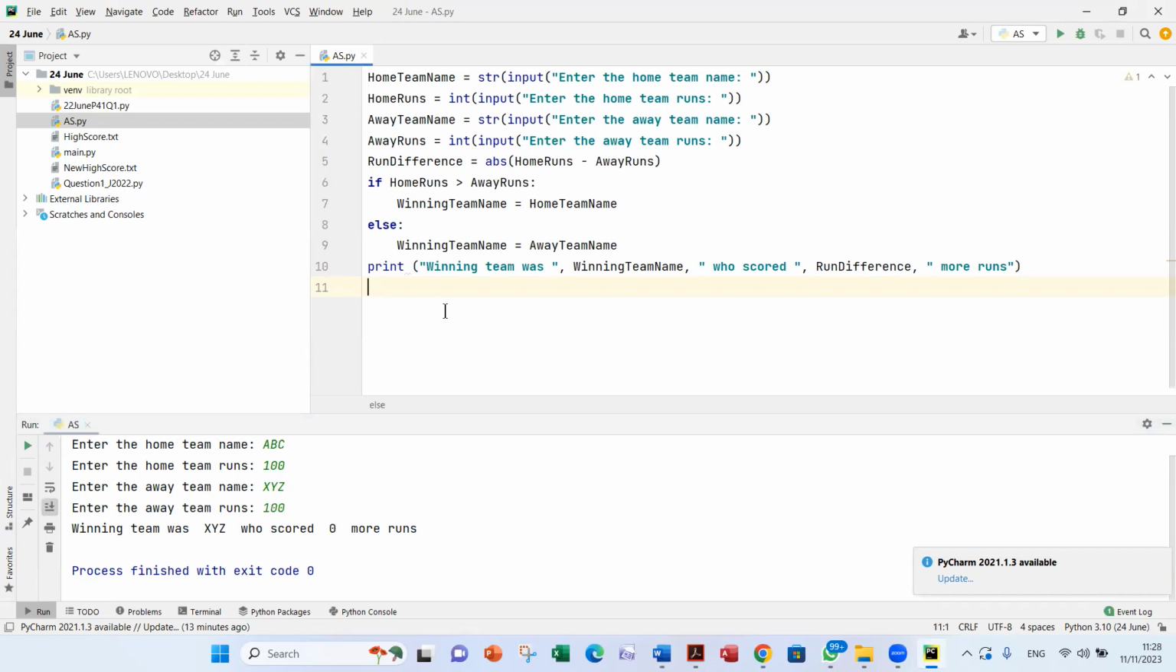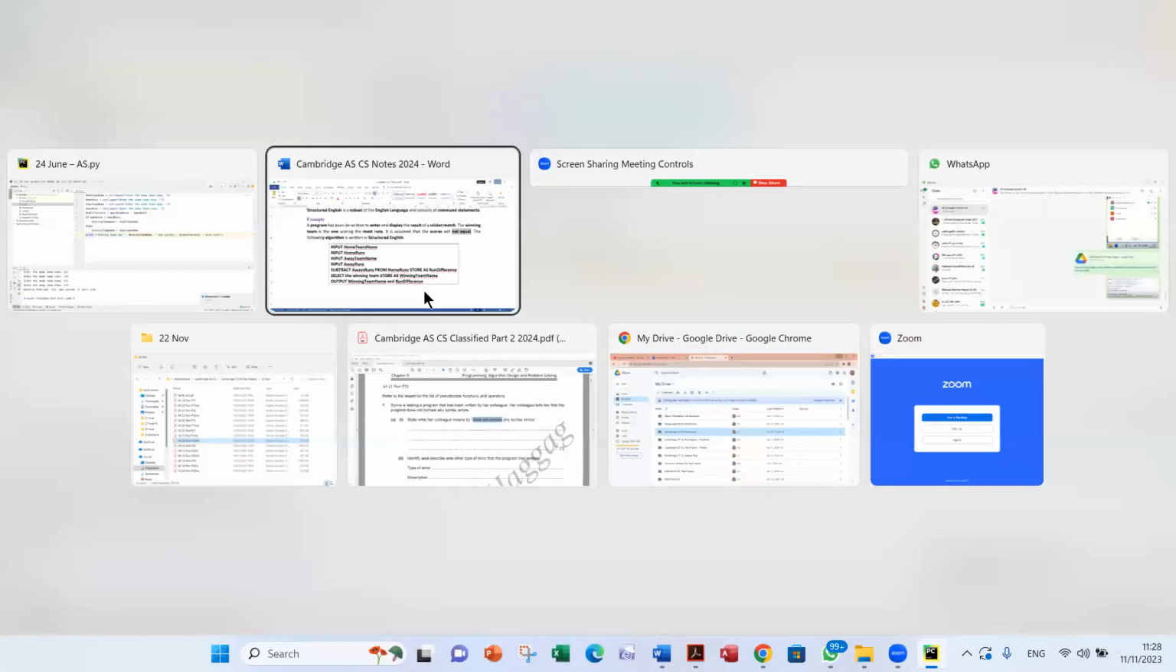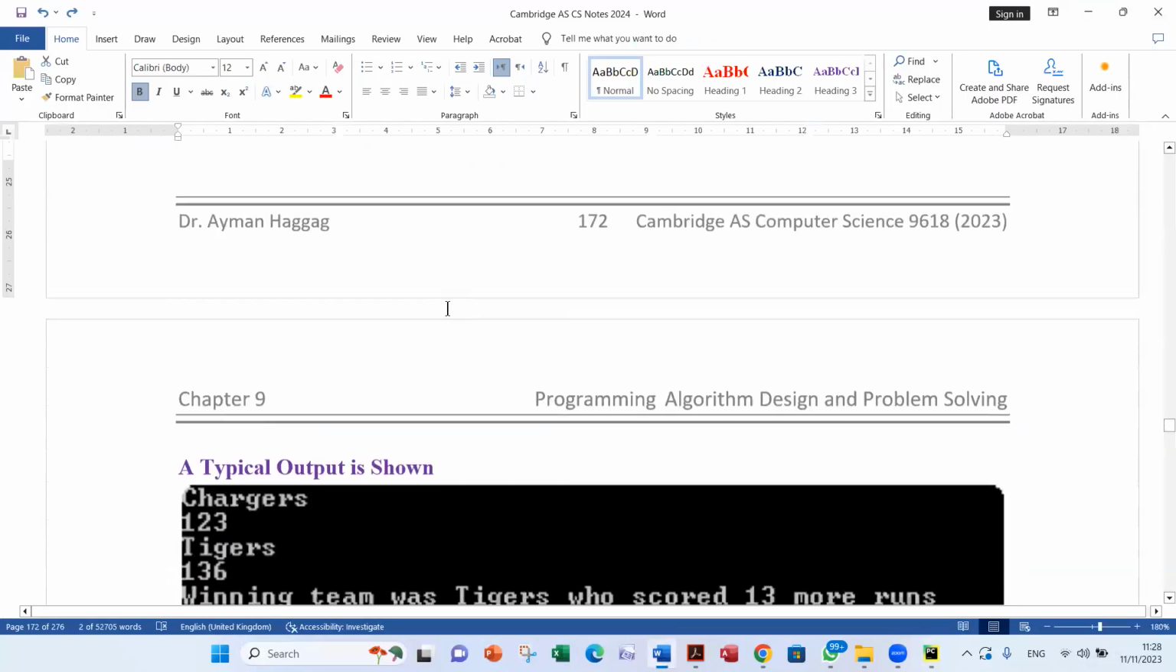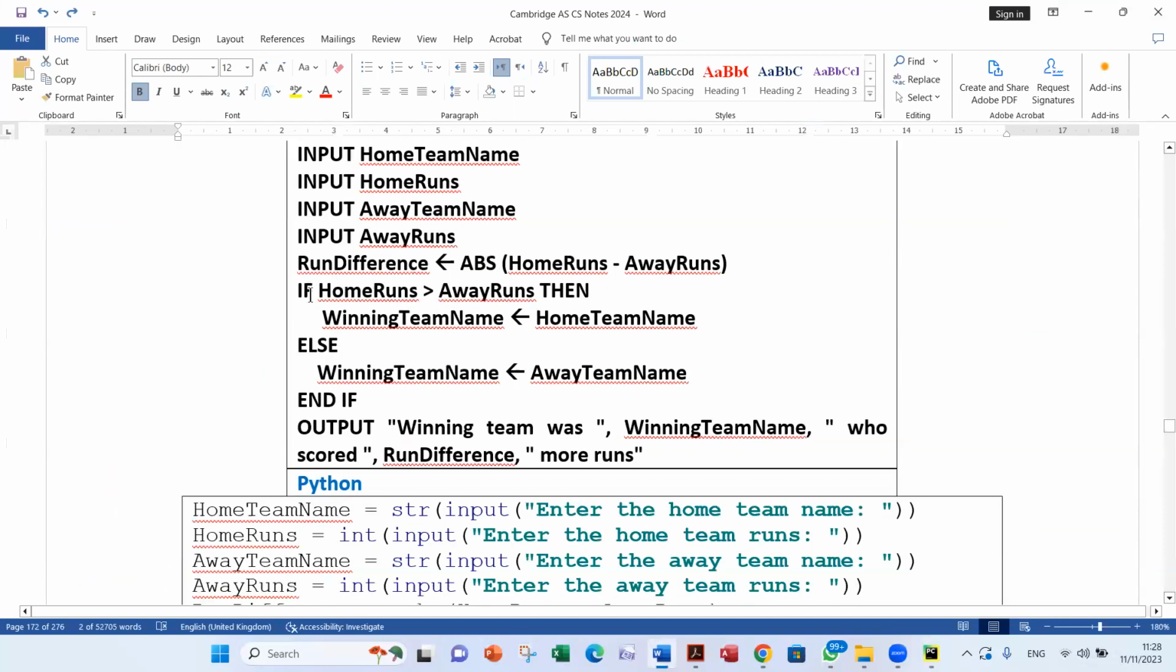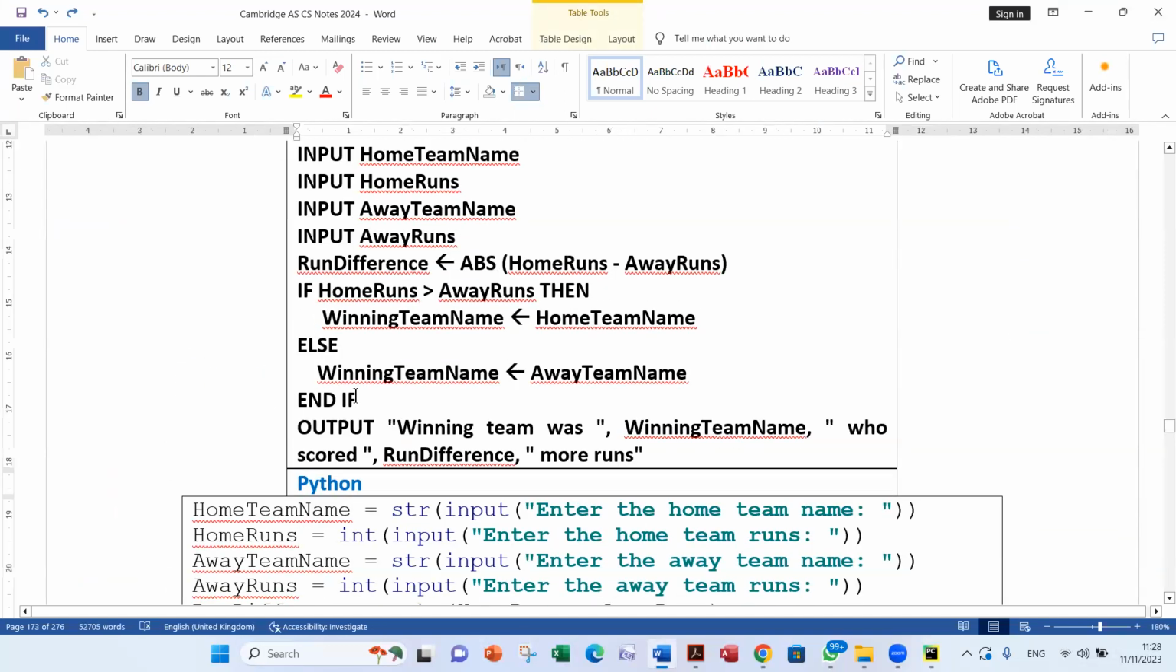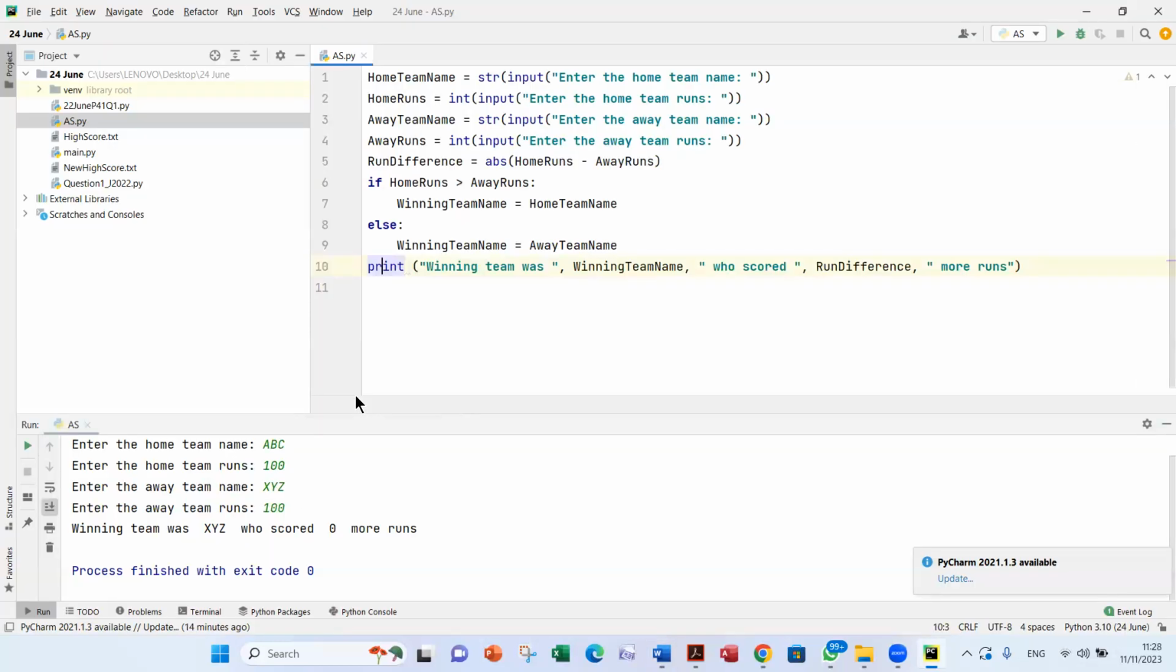However, I would like you to consider how the output is formatted. So print, in Python, is written in small case. In pseudocode, PRINT is written in uppercase. Okay, in pseudocode, IF, ELSE, and ENDIF. In Python, there is no end if. Okay, you already have this as a screenshot.